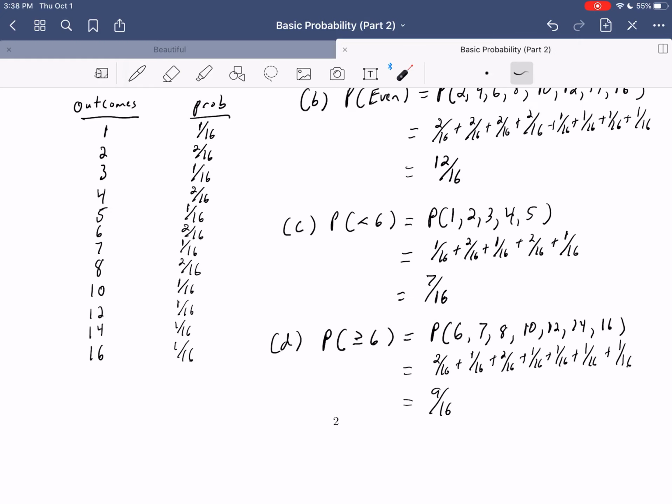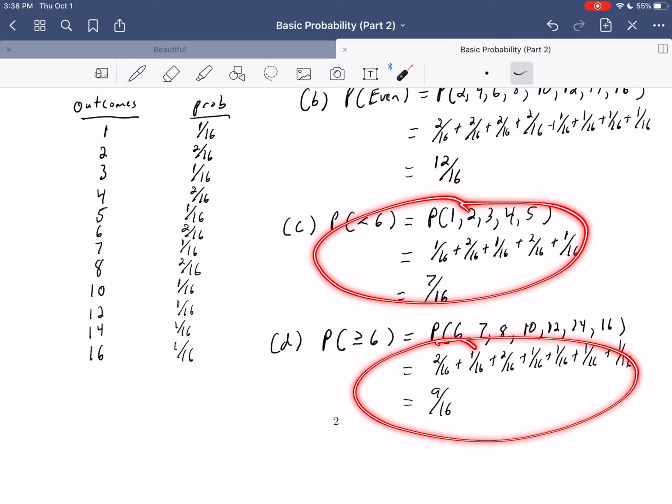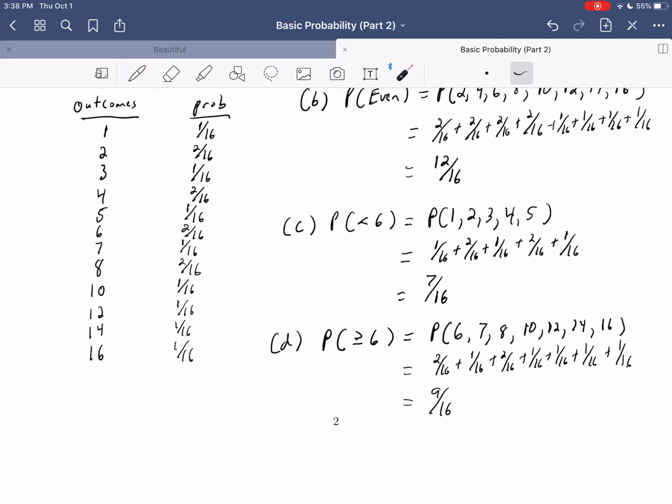Now, something I just want to call your attention to as we get ready to move into our next topic, like we've mentioned, introducing some probability rules. It should not be a surprise that this 7 out of 16 and this 9 out of 16 add up to 1. Because notice, if 6 is what we were interested in, getting a number less than 6 and getting a number at least 6 are opposites.